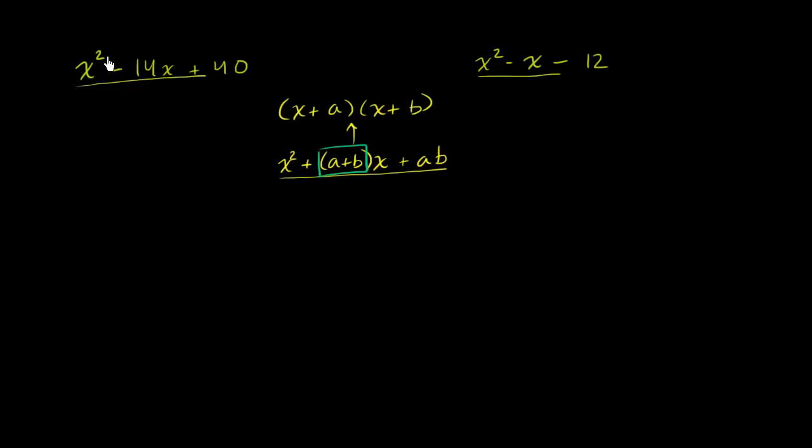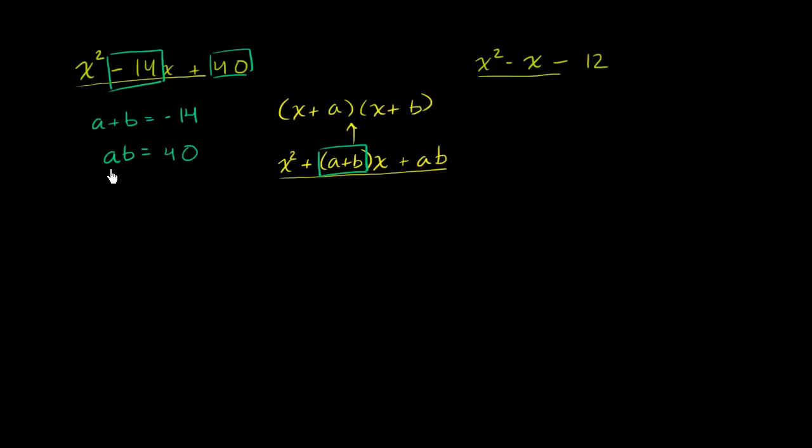If we look at our x coefficient, the coefficient on x, can we think of an a plus b that is equal to that number, negative 14? And can we think of the same a and b that, if we were to take their product, would be equal to 40? So what's an a and a b that would work over here? Well, let's think about this a little bit.